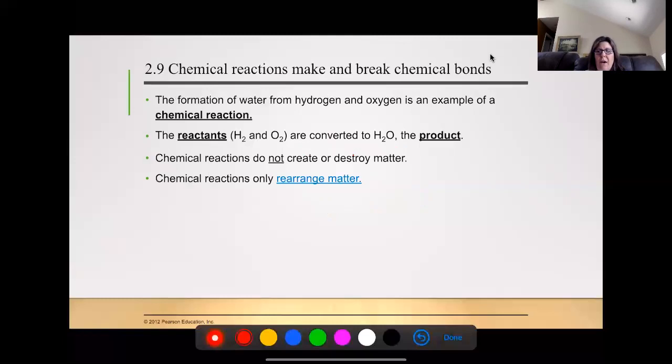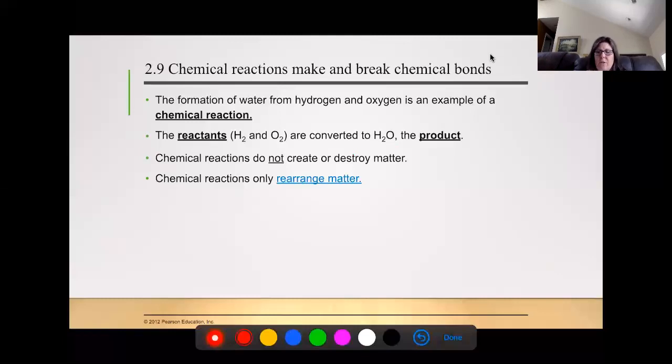So the formation of water from hydrogen and oxygen is an example of a chemical reaction. The reactants are converted to the products. Chemical reactions do not create or destroy matter. We're simply rearranging the atoms. So whatever we started with, we have to finish with. If we started with 18 carbons, we're going to end with 18 carbons. They may be organized differently, but they're all accounted for. And that's conservation of matter.